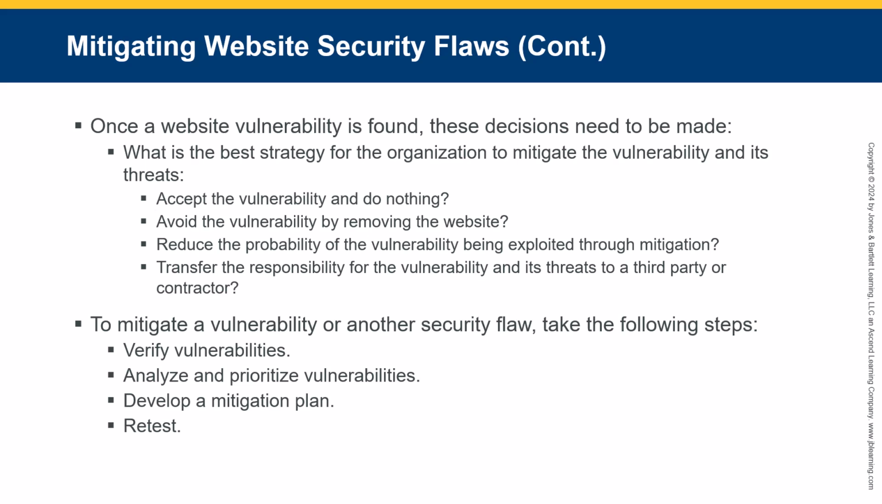So to mitigate a vulnerability or another security flaw, you need to take at least these common general steps. 1. Identify and verify vulnerabilities. Analyze and prioritize the vulnerabilities. Develop a mitigation plan, retest, and then ensure that it actually does what the expected outcome was. If you plan to transfer the risk and you go through the vulnerabilities, did it actually get transferred? Are there mechanisms there that add that layer of protection?